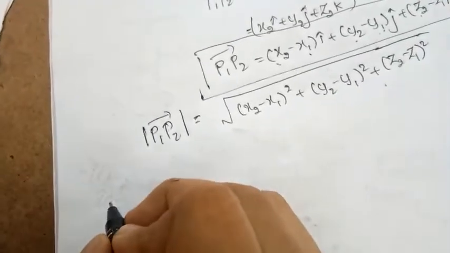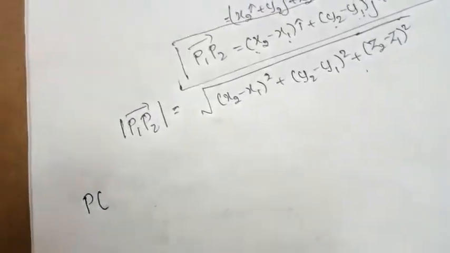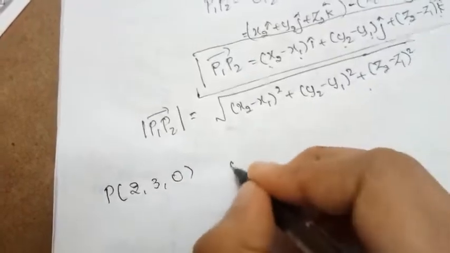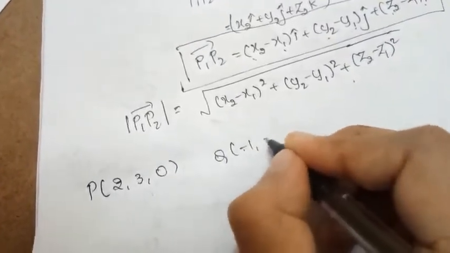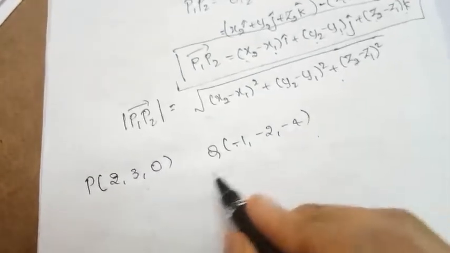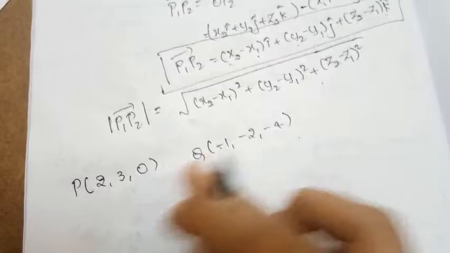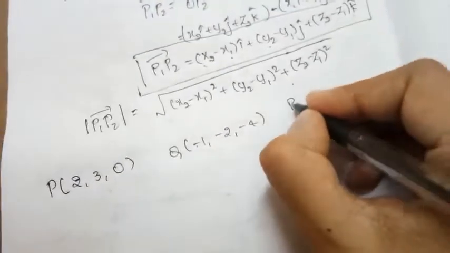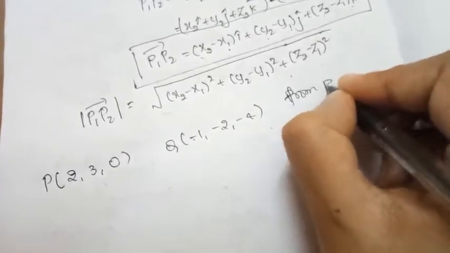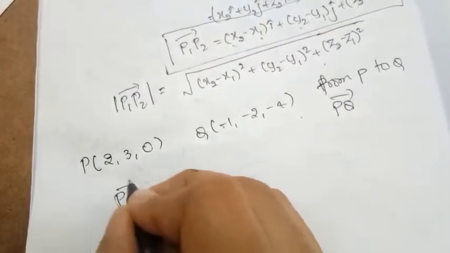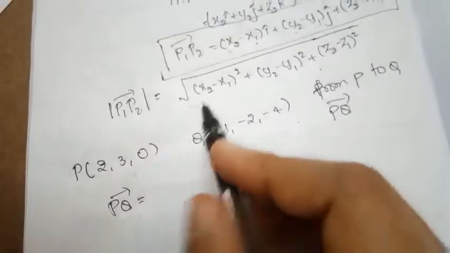For example, if I give a point P as (3, 2, 0) and point Q as (-1, -2, -4). So if these two are the points and they ask us to find the vector joining these 2 points, from P to Q. So we need to find vector PQ. So how are we going to find vector PQ?